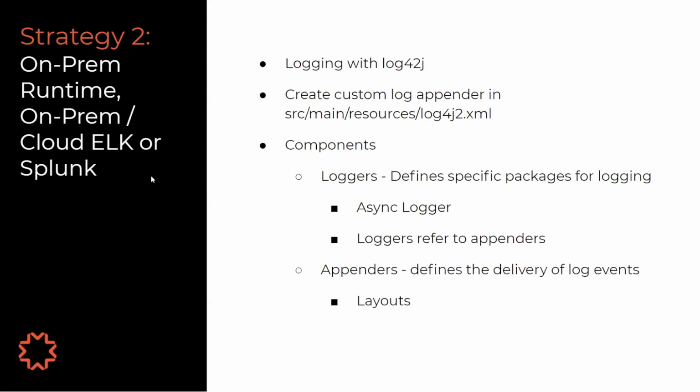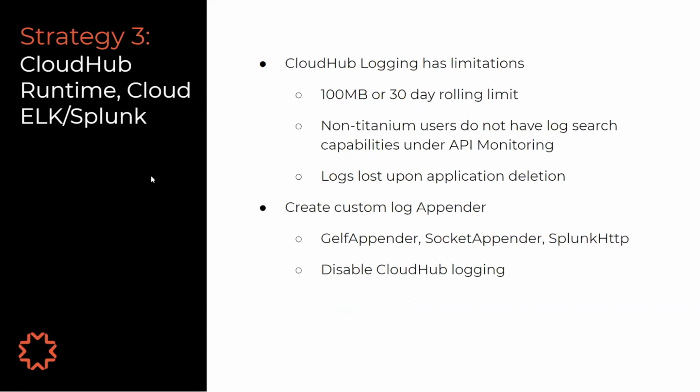So moving on to strategy 3, this is going to leverage a CloudHub runtime and Cloud ELK or Splunk. As we've said several times now, CloudHub logging has its limitations: 100 megabytes, 30-day limit. Non-Titanium users do not have log search capabilities under API monitoring. So this is just another reason you'll need to reach out to a secondary logging application or source of some sort. And your logs are lost upon application deletion, which is a bummer, especially if you need some kind of historical preservation of your logs.